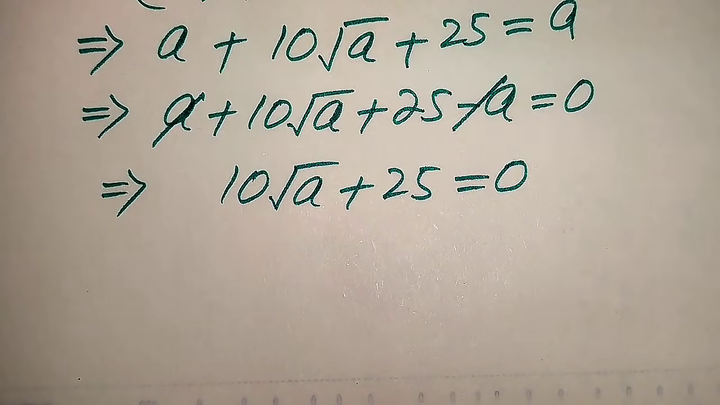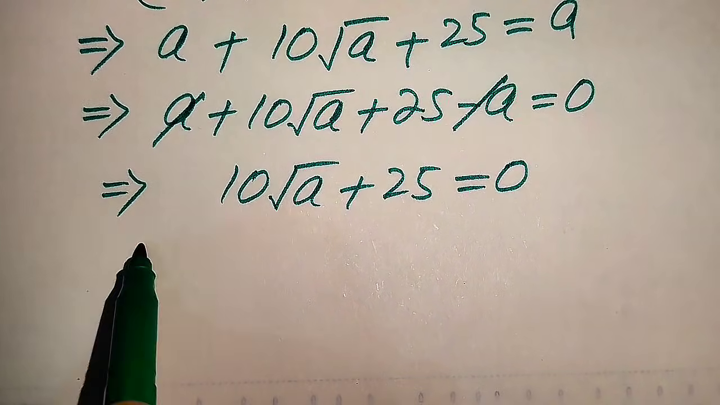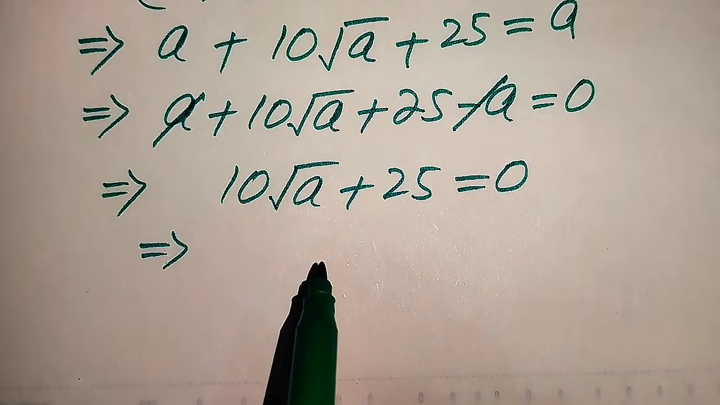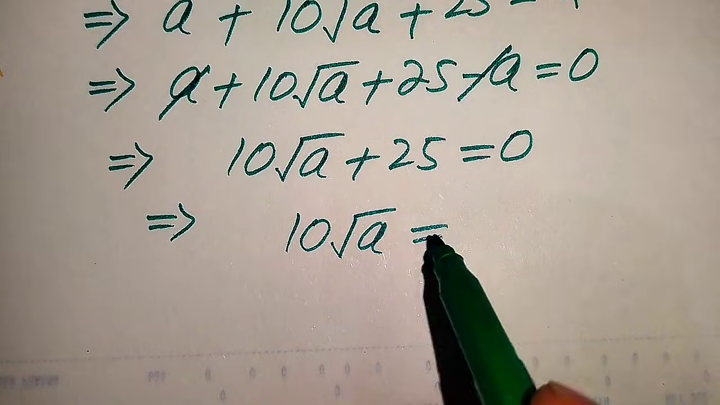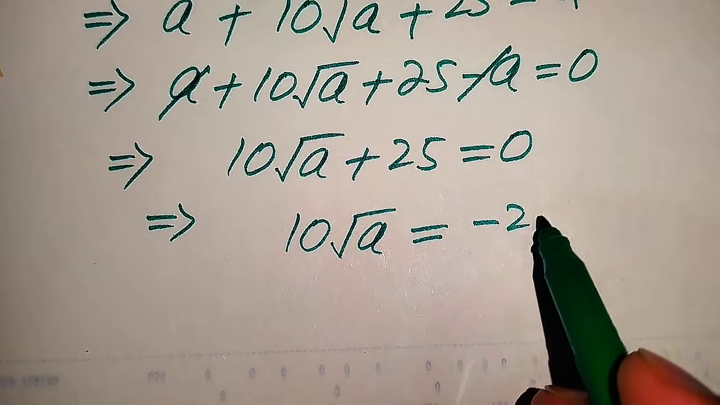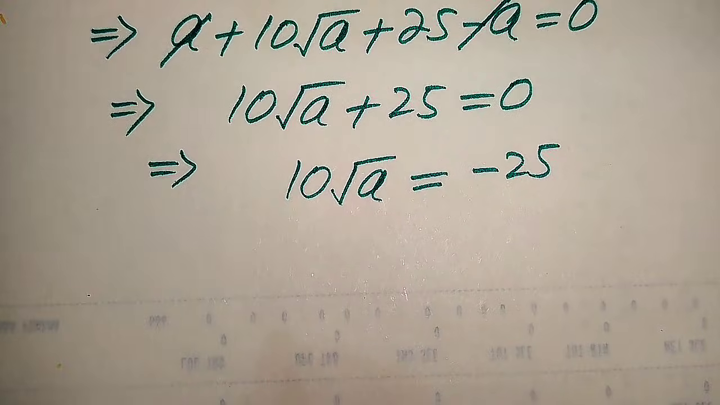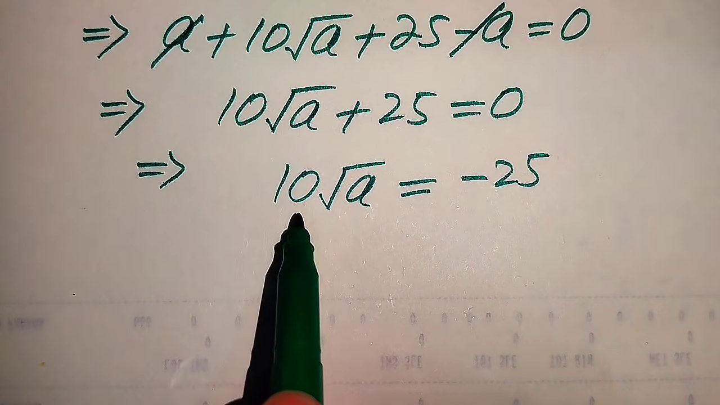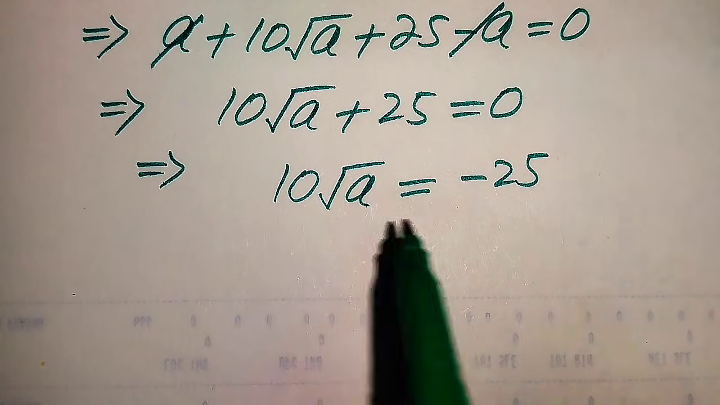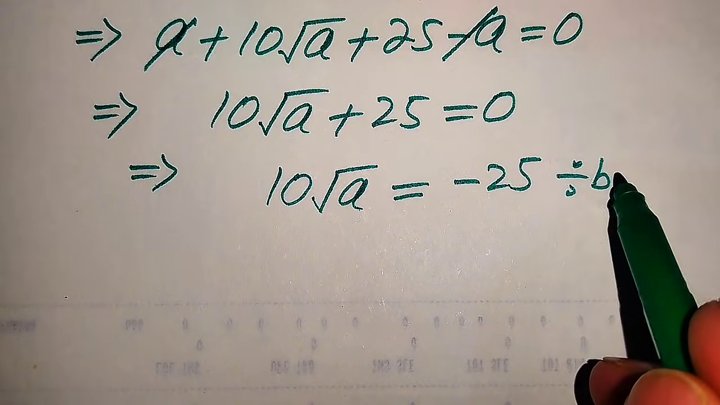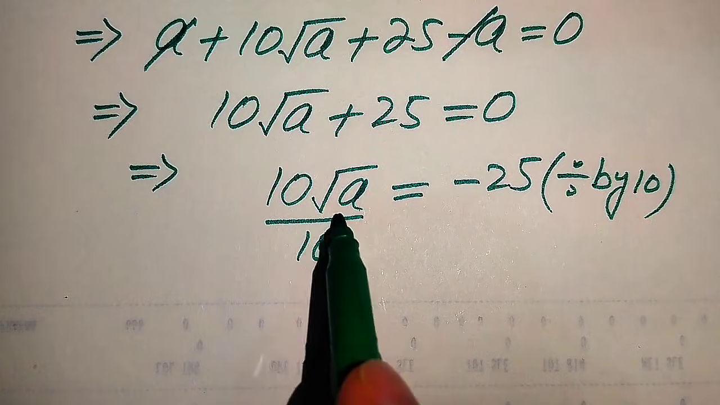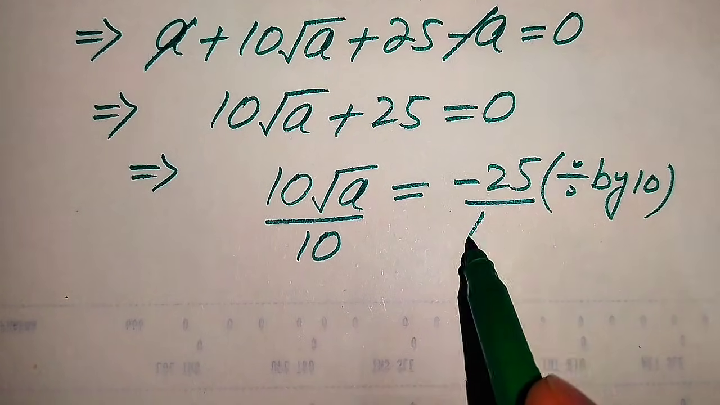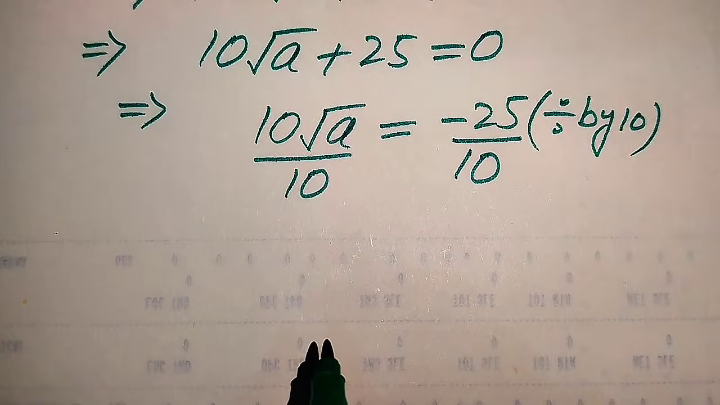So here our target is to find the values of a, or find the root of this equation. So for this we move all the other terms from the left hand side to the right hand side, and we have 10 times of square root of a is equal to, this positive 25 becomes negative 25. And now further in the next step we need to remove this 10 from the left hand side. For this we divide both of the sides by 10. So when we divide by 10, it will be written as 10 times square root of a divided by 10 equals minus 25 divided by 10.